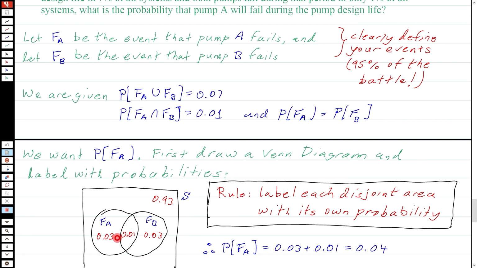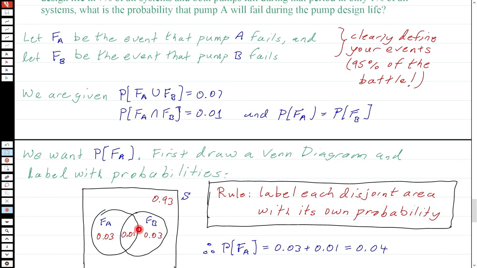So that means that this has to be 0.03, this has to be 0.01, this has to be 0.03. And these numbers, the 0.03 corresponds to this area where FA only happens. So everything outside of the intersection inside of FA. And this one is that area outside of the intersection as well. So that's the way you label Venn diagrams. Each disjoint area has its own probability. And the sum of those probabilities gives us the probability of that whole event.